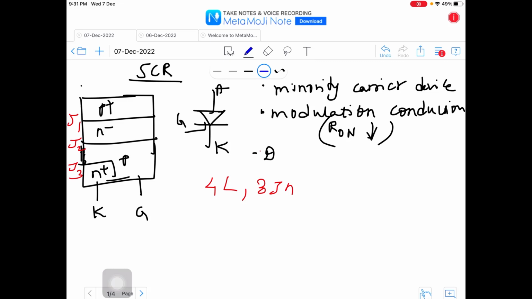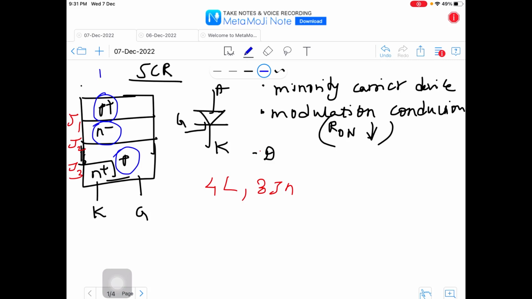This is the PN junction. P is the first layer, N is the second layer, P is the third layer, and N plus is the fourth layer. You can see that. And so the total device is a 4 layer 3 junction.